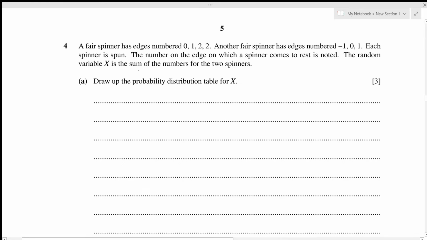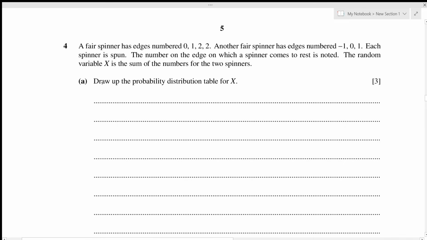A fair spinner has edges numbered 0, 1, 2, and 2, and another fair spinner has edges numbered -1, 0, and 1. Each spinner is spun. The number on the edge on which a spinner comes to rest is noted, and then the random variable x is the sum of the numbers for the two spinners. We need to draw the probability distribution table for x.